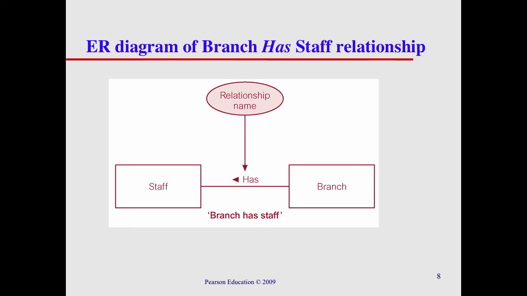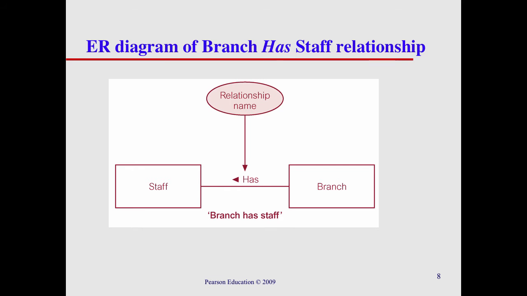The second thing is it's good to use action verbs to describe your relationships. And this definitely is not an action verb. So it would be better to say something like a branch employs staff, for example. And there's often a question of which way to orient the arrow. Do you orient it toward staff or do you orient it toward branch?